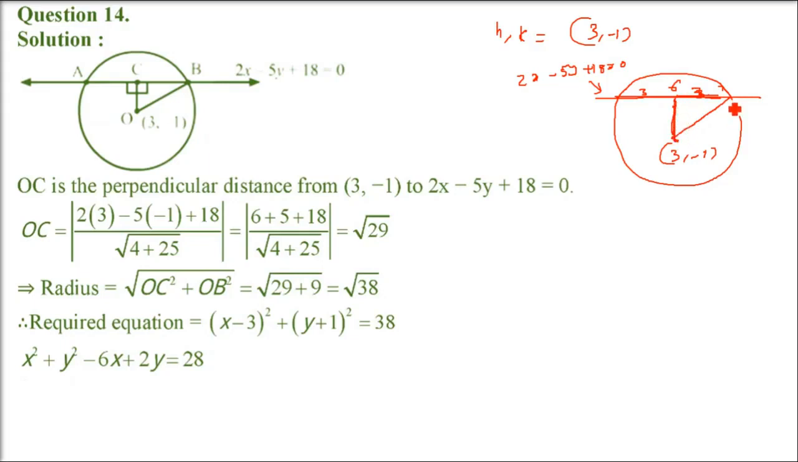If I am able to find the distance of this point from the chord, we can easily find the radius. That is why I am trying to find the distance of this center from the line. So I am putting 3 and minus 1 in the line equation: (2 into 3 minus 5 into minus 1 plus 18) by under root (2 square plus 5 square). If you solve it, it's going to be under root 29. So this is under root 29 and this is 3.